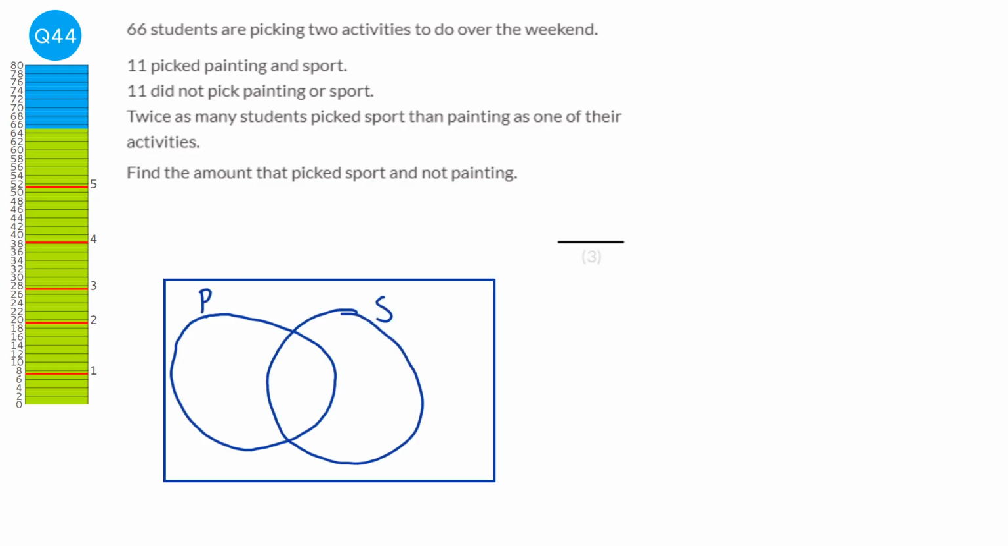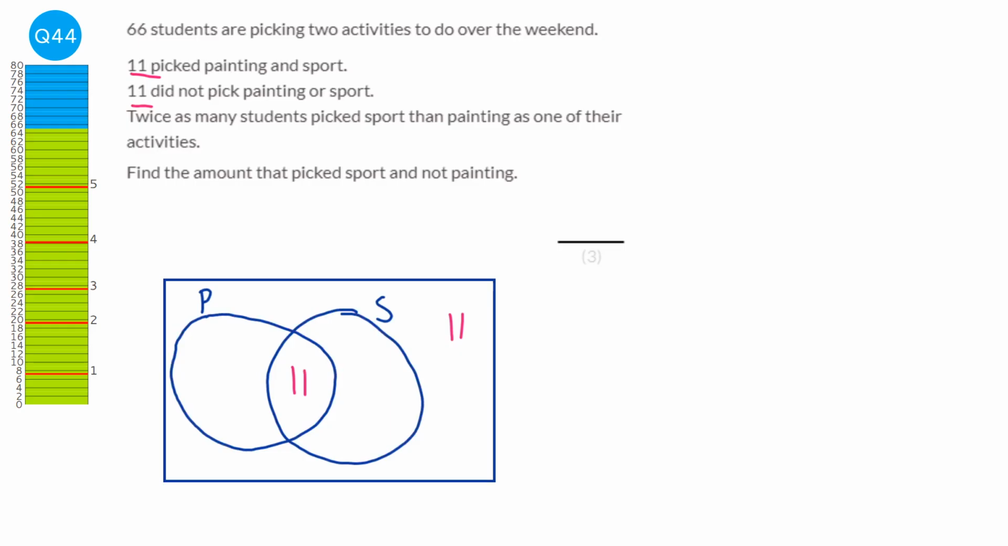So let's start filling in the information it gives us. So 11 picked painting and sport, so that will go in the middle because that is painting and sport, and 11 didn't pick painting or sport, so they can sit on the outside. Now here's the problem. It says twice as many people picked sport than painting as one of their activities. So it's saying that the total number in the sports circle is twice as big as the total number in the painting circle.